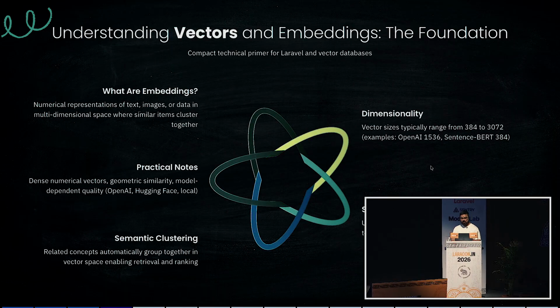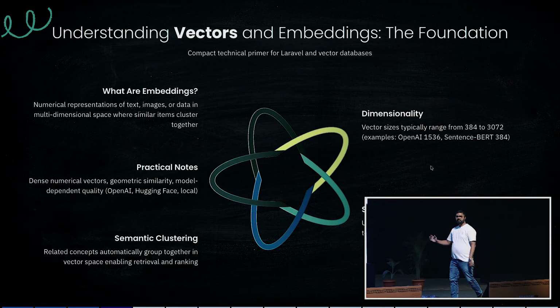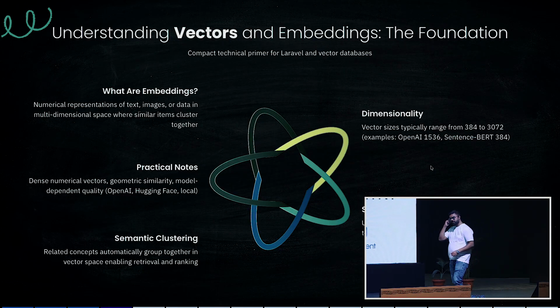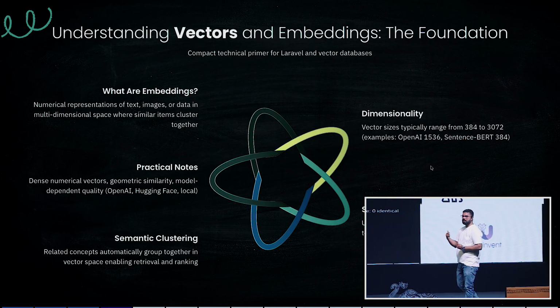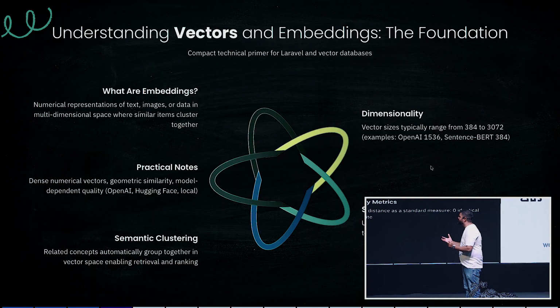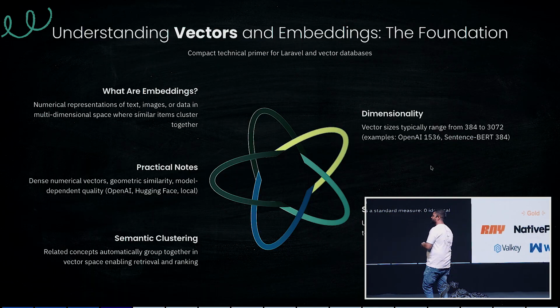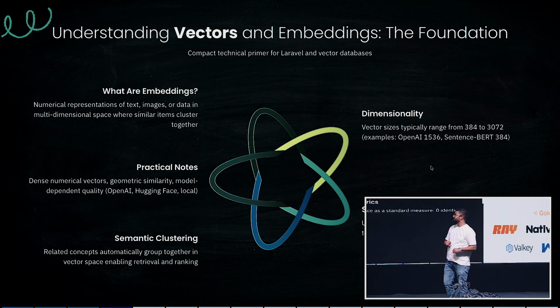So, understanding the vectors and the embeddings. What are embeddings? Basically, it is just like what we showed in yesterday's demo of Taylor Otwell. Whenever he is searching or doing anything, the embedding is getting created. So basically, an embedding is a numerical representation of text, images, or data in a multidimensional space where similar items cluster together.